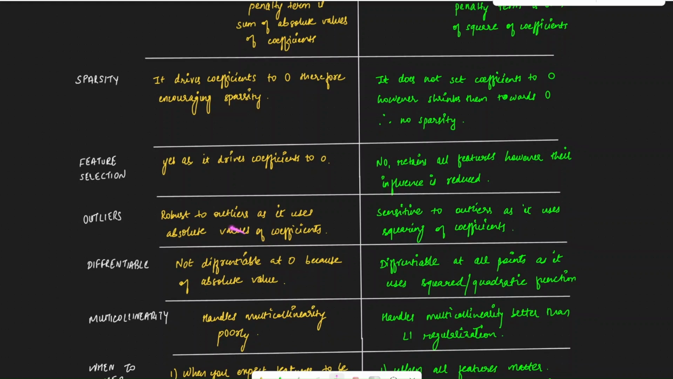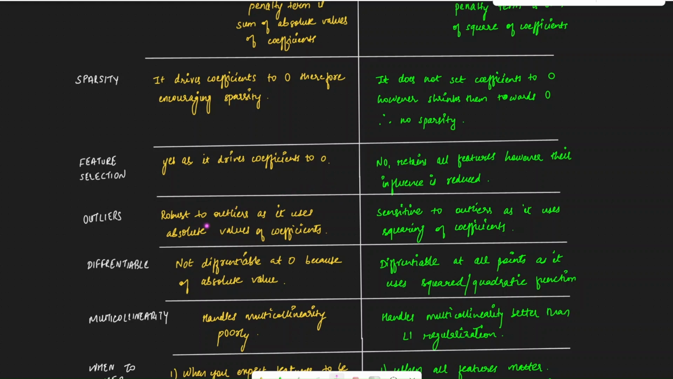Then the next difference is in terms of feature selection. So yes, L1 is used in feature selection. Why? Because from here, our coefficients are becoming 0, and when a coefficient becomes 0, we know that feature will not be included in predicting, and that's when we know feature selection has happened. Whereas L2 regularization retains all the features. However, their influence is decreased because L2 regularization will shrink those coefficients towards 0. So we are reducing their influence.